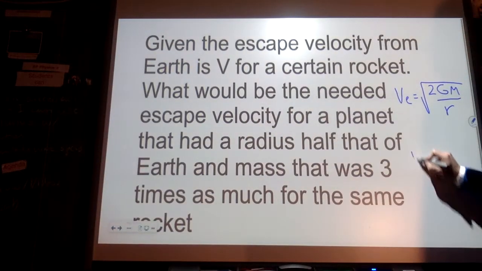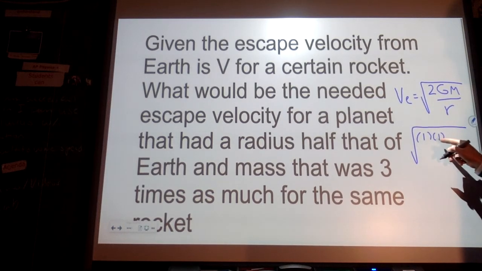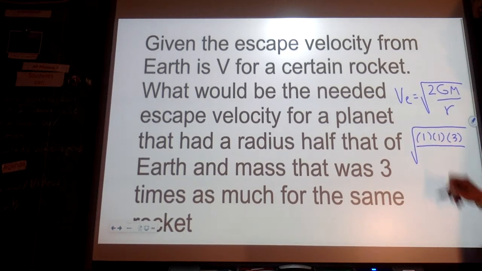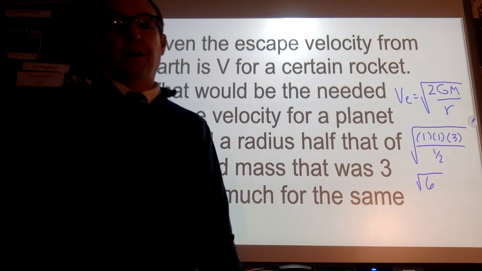So 2 is not going to change. So even though it's 2, I'm going to put in 1. My universal constant is also not going to change. But now my mass is going from 1 to 3, and my radius is going from 1 to 1/2. And so it looks like my escape velocity would change by a factor of radical 6.